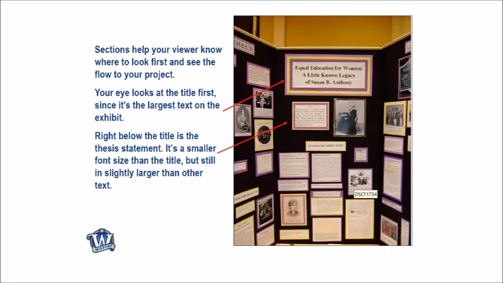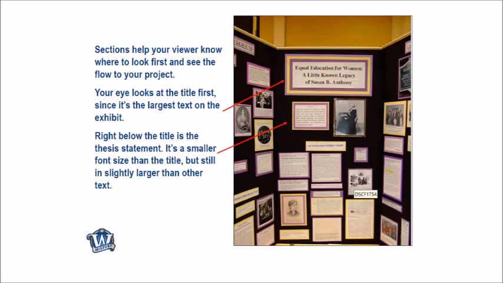And here we'll look a little bit closer. Here's another example of this kind of exhibit. And they point out here, this is about Susan Anthony, and it says Equal Education for Women, a little-known legacy of Susan B. Anthony. Right? So again, title is very clear what it's about. You can see the thesis statement just below it. But your eye, like it says here, is going to look at the title first. It's the largest text. It's going to draw you in. And then logically, you're probably going to go back down to that next thing down there, the thesis statement.